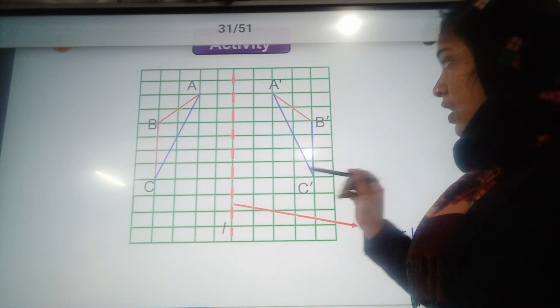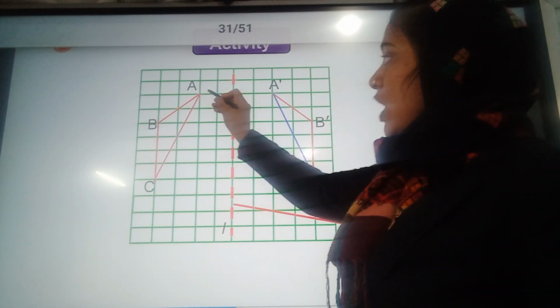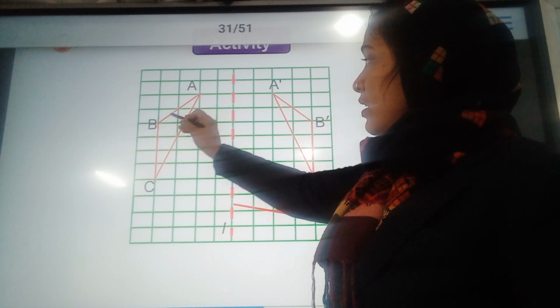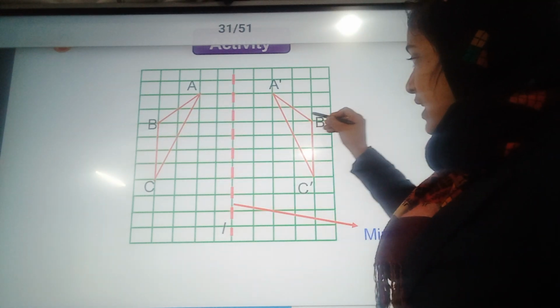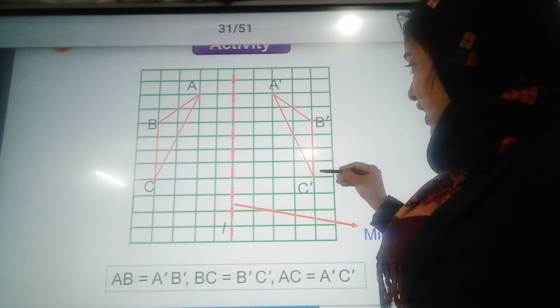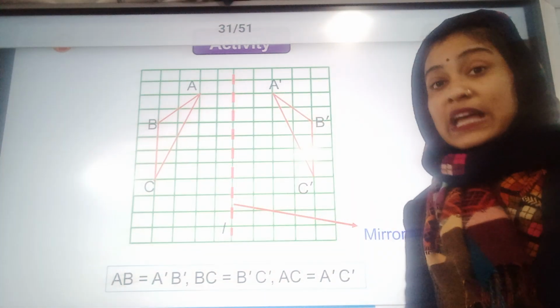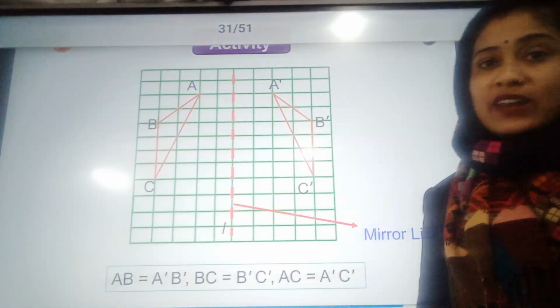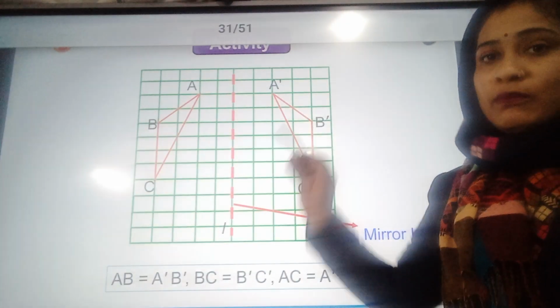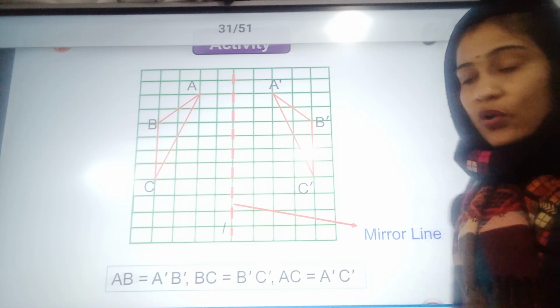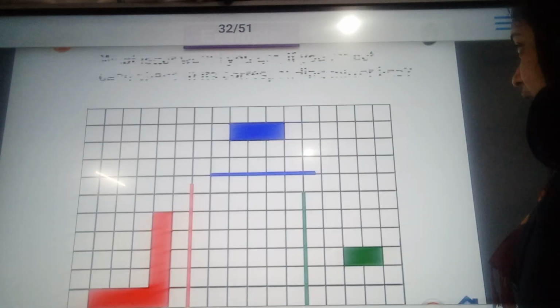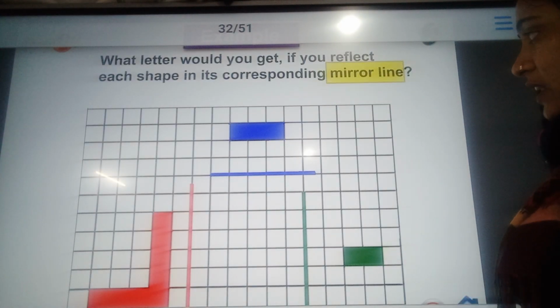So we will say it is a mirror line, and we can see now AB is this side, BC is straight, and this is the slant line. Since the dimensions of the object and the image are equal, we can say that they are identical or symmetrical. And furthermore, there are more activities.